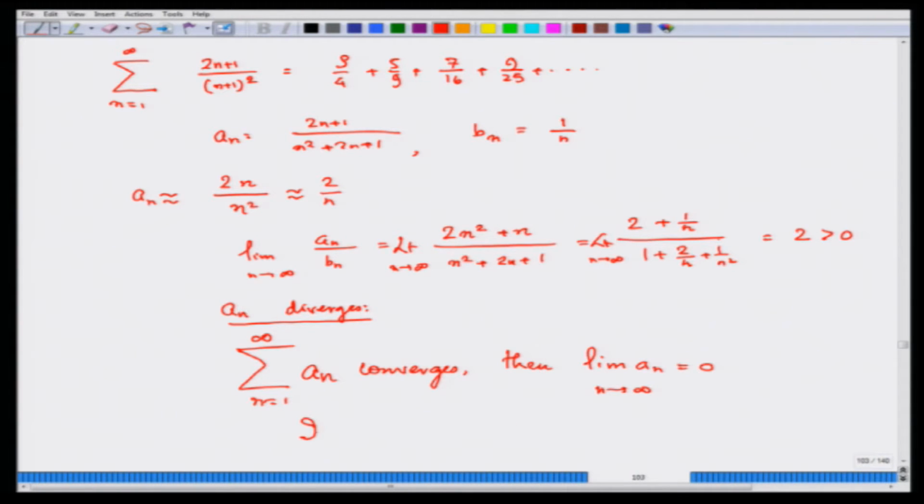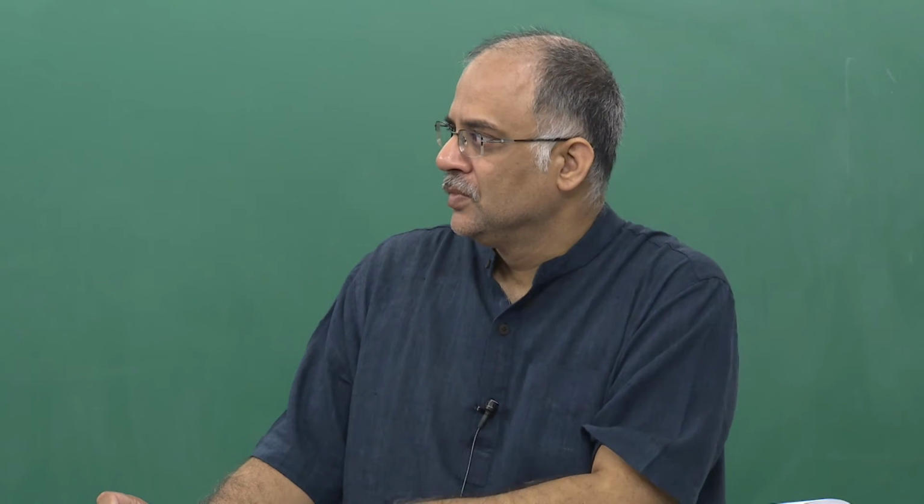But if limit of a_n as n goes to infinity is 0, then summation a_n need not converge. So, an example is summation 1 by n. The limit of 1 by n goes to 0, but summation 1 by n does not converge.